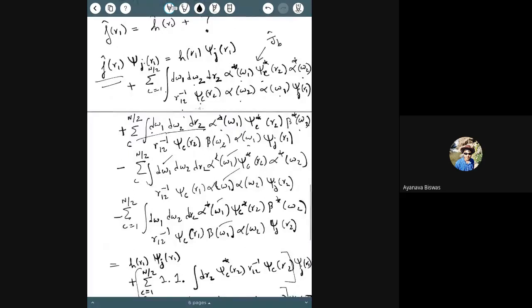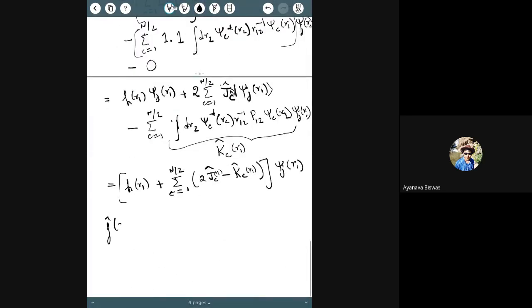So for the spatial Fock operator, we can then say that F r1 is equal to h r1 plus sum c equal to 1 to n by 2, which is the number of spatial orbitals, 2Jc r1 minus Kc r1. There. So what is the difference? In the spin orbital case, we didn't have this factor 2. That is the only difference between the definition of the spin orbital Fock operator and the spatial orbital Fock operator.